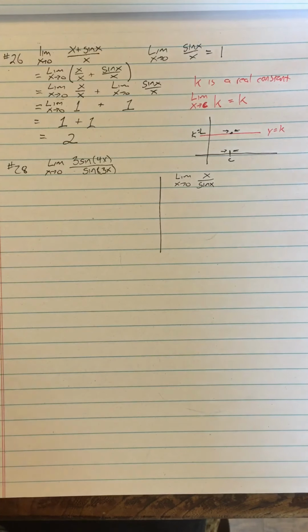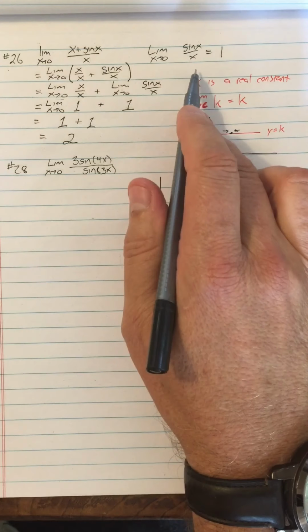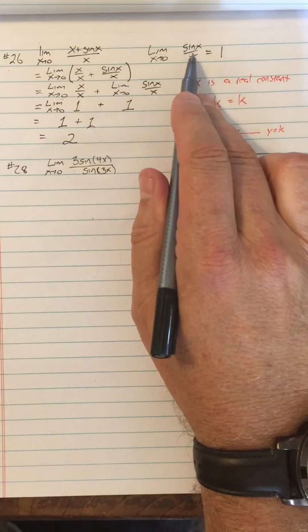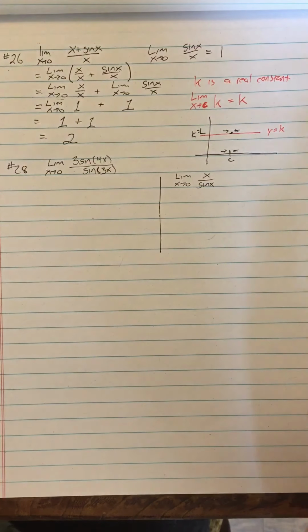So one of the things that I noticed right away in number 28 is that unlike all the other problems we did with sine x over x, this one has sine in the denominator. And I don't have sine in the denominator. It'd be nice if there was a sine 3x over sine 3x, because then I could cancel them out, but it's not. And sine 3x and sine 4x don't have any obvious way to simplify them.